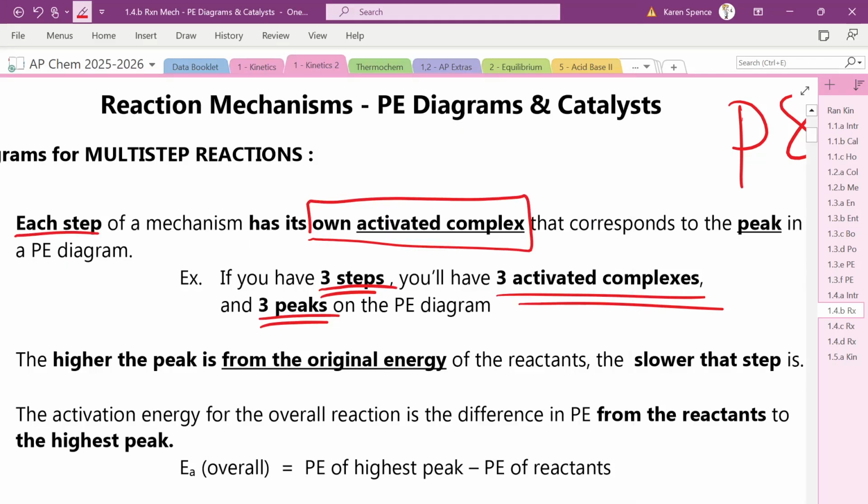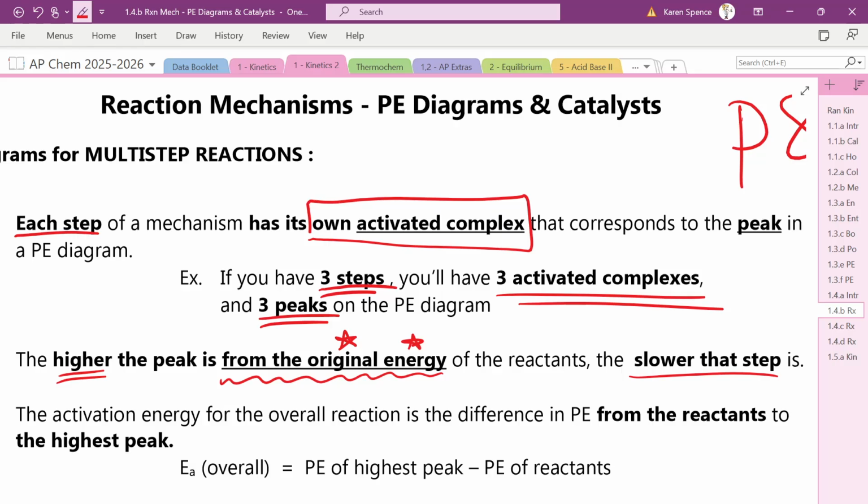The higher the peak is from the original energy level, the slower that step is. So whichever peak has the maximum height, and all the other peaks are lower than it, that would be your slowest step, all right? And what do we call the slowest step?